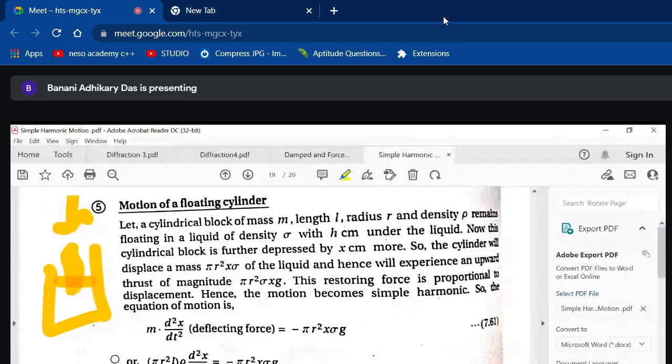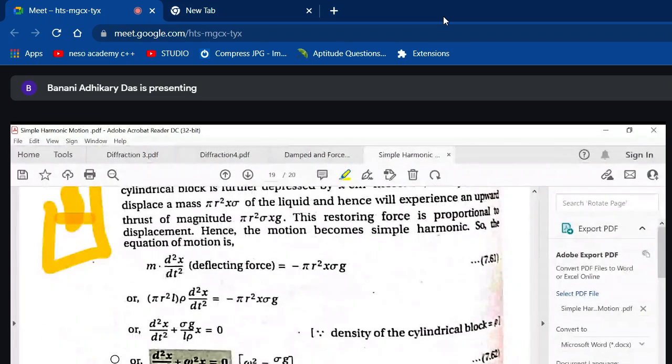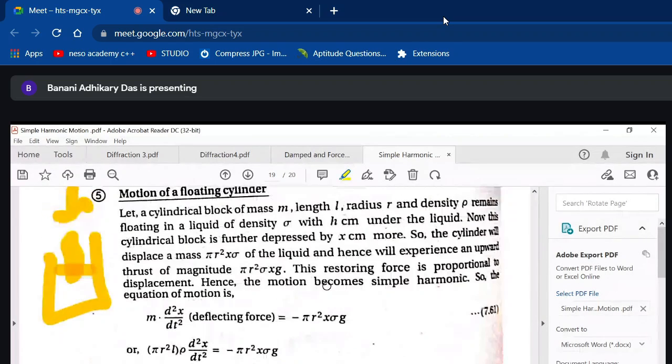So if these are the things we will be calculating, we know that mass times acceleration is the force. So what is the force? Force is minus, as you know, I will not talk about this minus anymore, pi r square x sigma g. Now what is the mass m? What is the mass of the cylinder? The length of the cylinder was L.